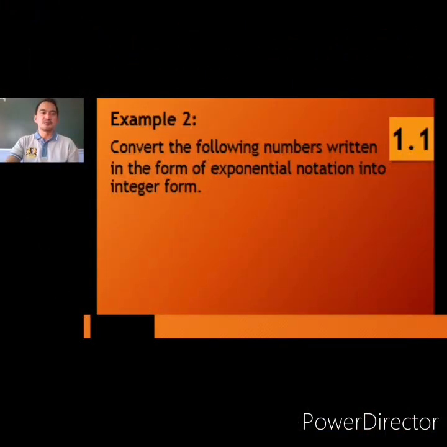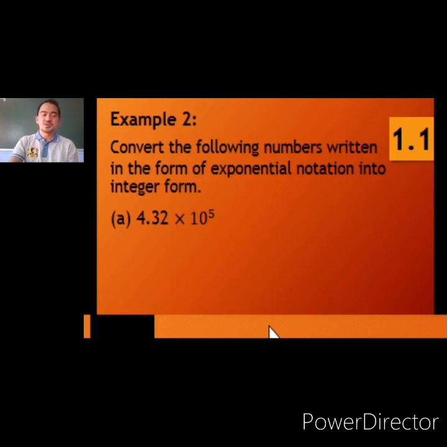Example number 2. Convert the following numbers written in the form of exponential notation into integer form. Example letter A, 4.32 times 10 raised to 5. Notice your power of base 10. It is positive 5. It would give you a hint that your given number is a big number.